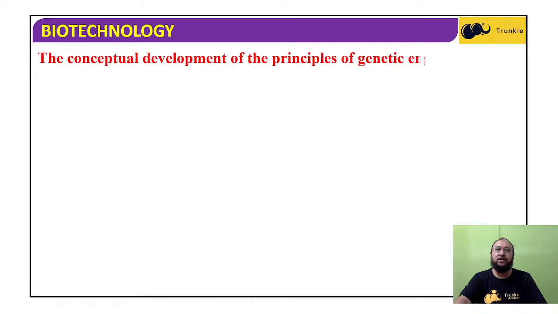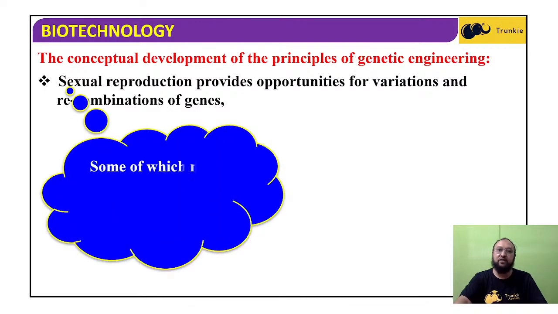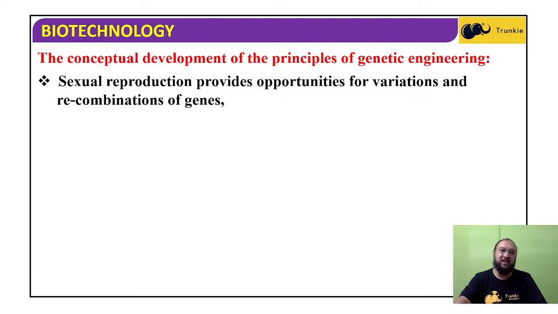The conceptual development of the principles of genetic engineering. Sexual reproduction provides opportunity for variations and recombination of genes. You have already studied this in class 10. Variation is very important, and it is required for evolution; it forms the raw material for evolution. When sexual reproduction takes place, there is recombination of the genes.